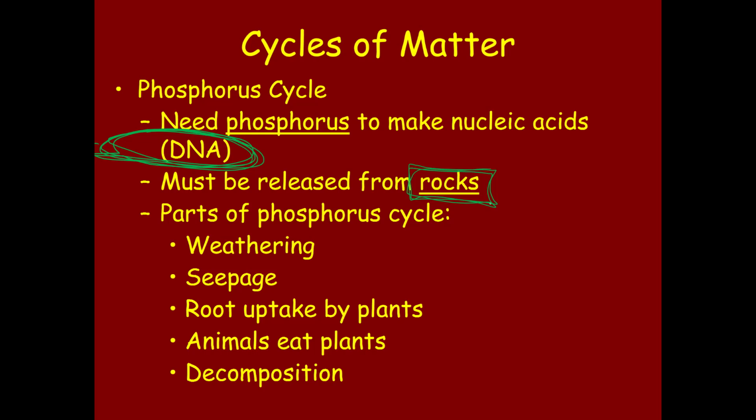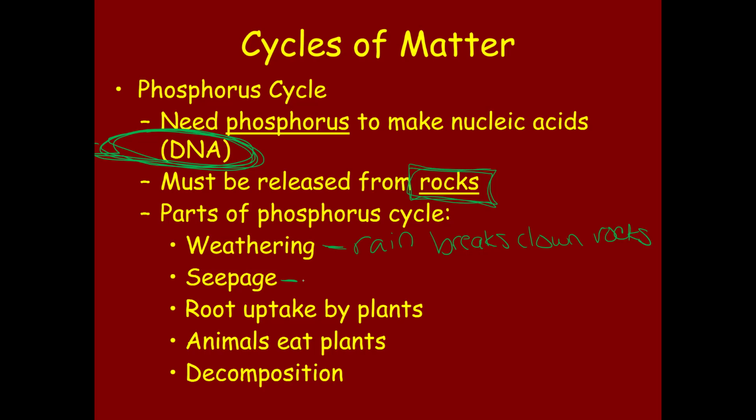Some of the parts of the phosphorus cycle include weathering. Weathering is how phosphorus is released from the rocks by rain or by weather that breaks down those rocks to release the phosphorus that is held in them. So weathering is very important.